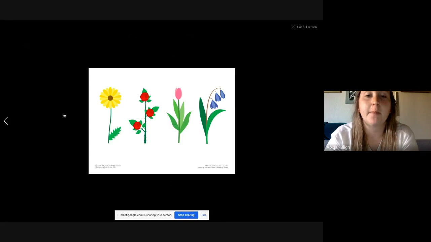So you have a paper that looks like this. You're going to cut each of these out, so you need scissors and glue. Go ahead and cut each of these out. Pause the video if you need more time. Once you've cut all of these out, we're going to move on to reading each page.